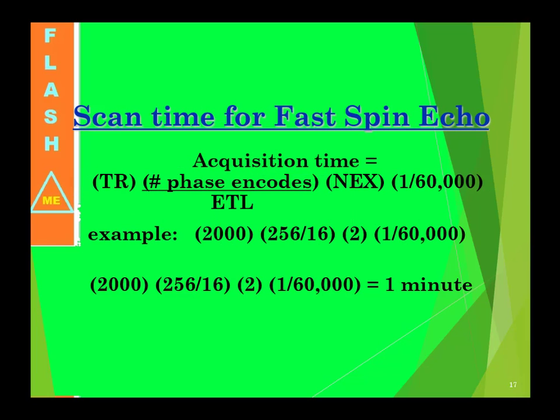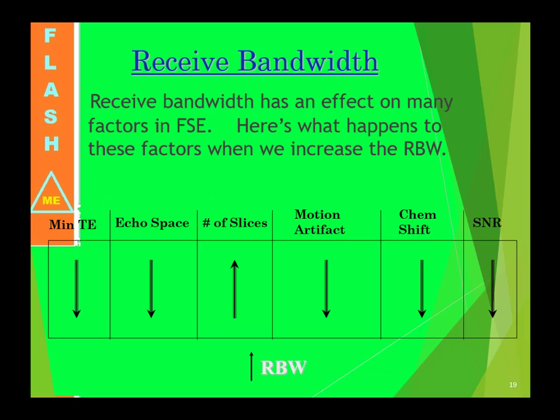Scan time for fast spin echo. Example: 2256/16, 2, 1/60,000. Acquisition time equals TR, number of phase encodes, NEX, divided by ETL. Receive bandwidth has an effect on many factors in FSE.